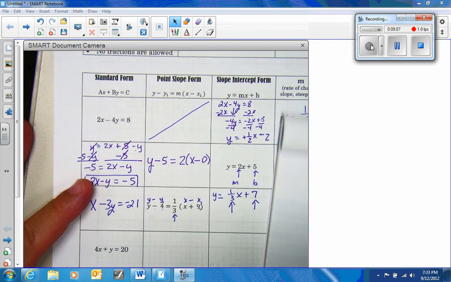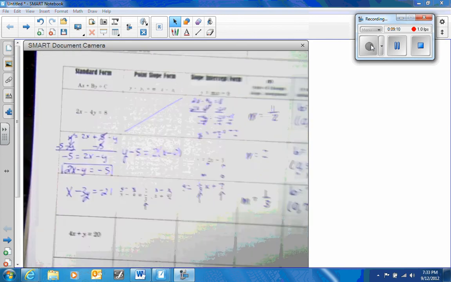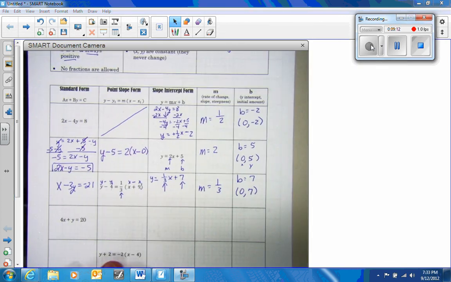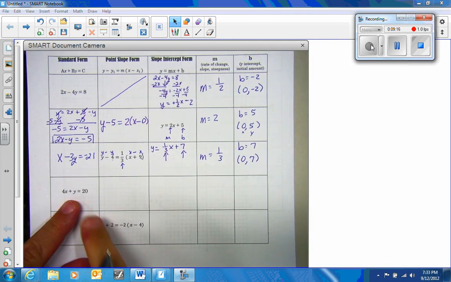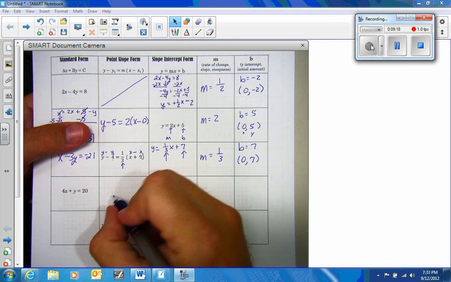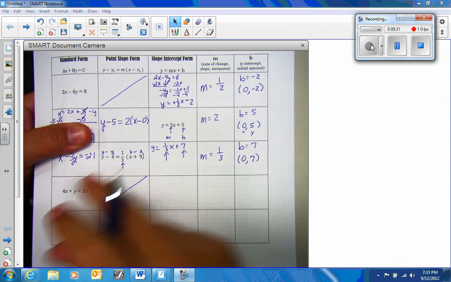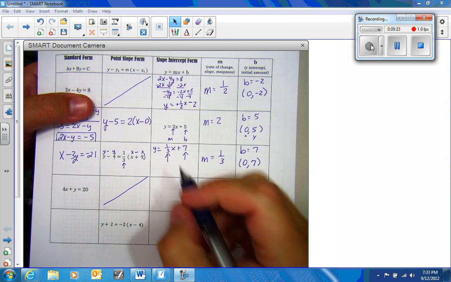Now I want you to realize this isn't going to happen overnight. You're going to have to practice this. Here are 2 more. Again, standard form. You don't have to go to point-slope form from here. It's a little too difficult. But what I can do is solve for y.